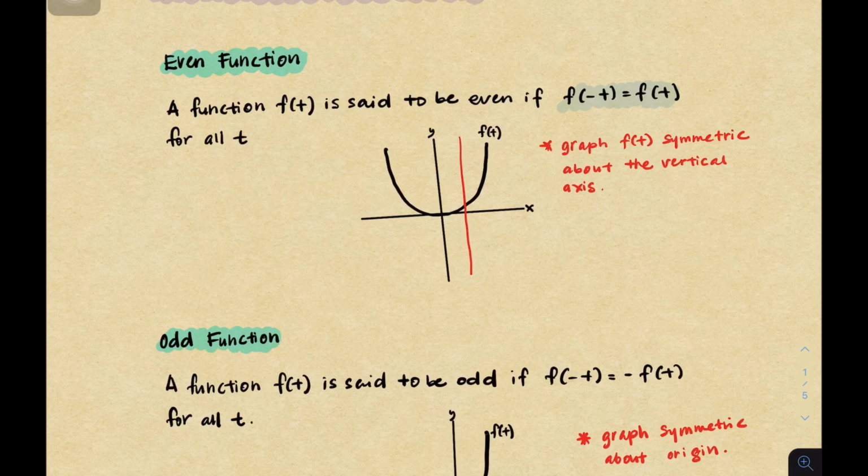So there are two important things that you need to know. The first one, to know that our function is an even function, is that when you substitute your t with negative t, you will get f(-t) equal to f(t). Or you can also plot your function, and if the graph that you plot is symmetric about the vertical axis, it means that your function is an even function.